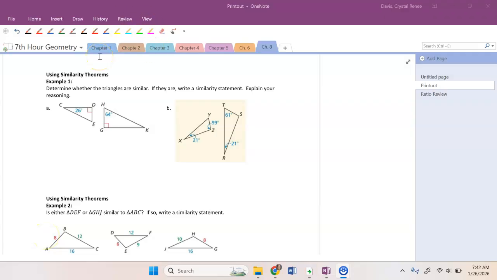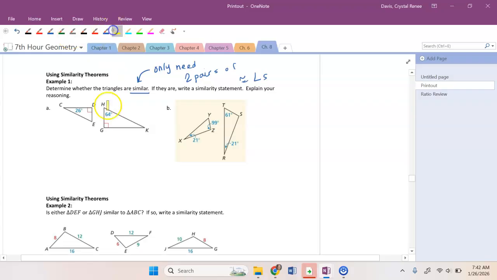Okay, it says determine whether the triangles are similar. If they are, write a congruency statement. So remember, to determine if they are similar, we only need two pairs of congruent angles. Okay, so in these two triangles, we have our 90 and 90. Now, 26 and 64 obviously aren't congruent, but maybe this is 64 and this is 26. We don't know.